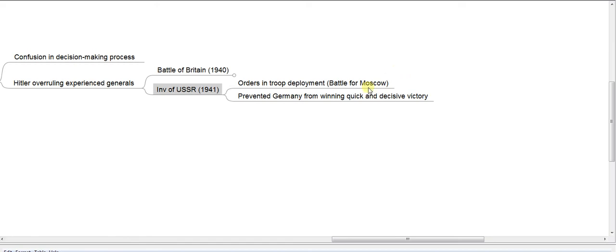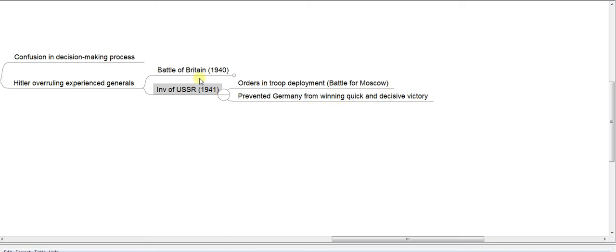So again, another problem. Although the Soviets were taken by surprise, and the Germans wanted to defeat the Soviets as soon as possible, the Germans were prevented from winning a quick and decisive victory. The war dragged on for way longer than the Germans were prepared for, and eventually led to a disaster for the Germans on the Eastern Front against the Soviet Union.